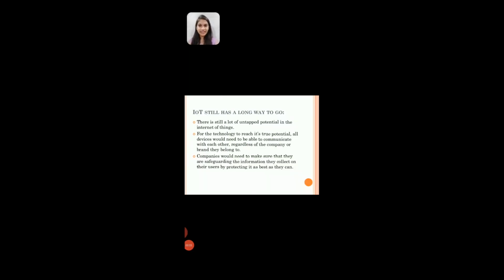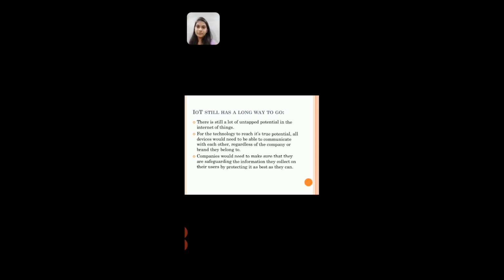My friends have already told some information about Internet of Things, and I am here to explain some points, such as Internet of Things still has a long way to go. There is still a lot of untapped potential in the Internet of Things. For the technology to reach its true potential, all devices would need to be able to communicate with each other, regardless of the company or brand they belong to. Companies would need to make sure that they are safeguarding the information they collect on their users by protecting it as best as they can.